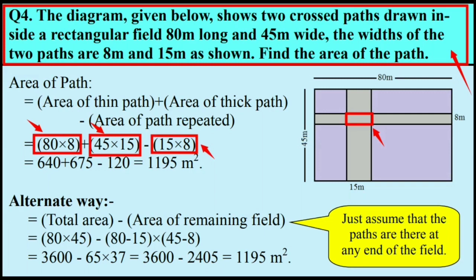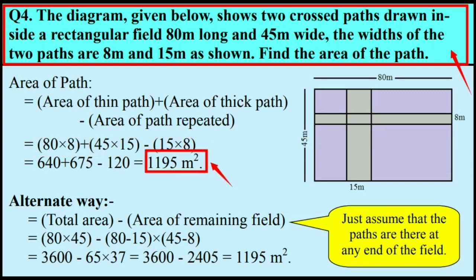Finally, the total area of the path is 80 multiplied by 8 plus 45 multiplied by 15 minus 15 multiplied by 8, and the result is 1195 meters square. Let's understand the alternate way easier than the first one.